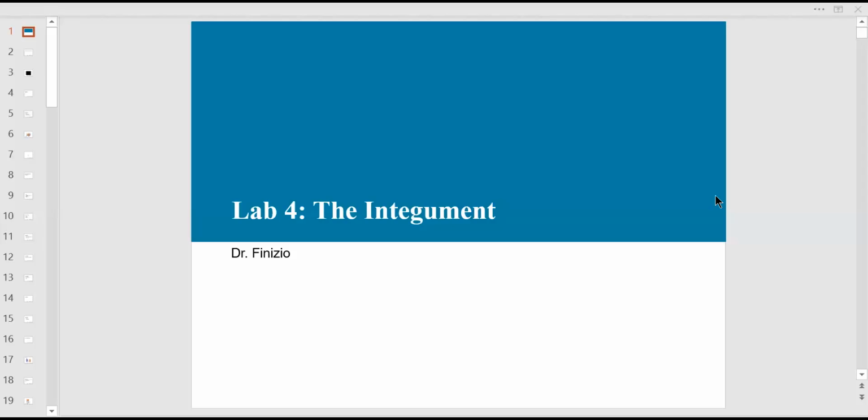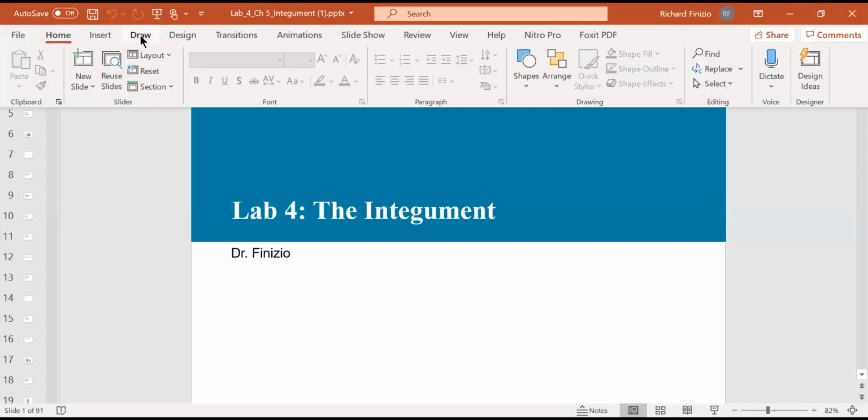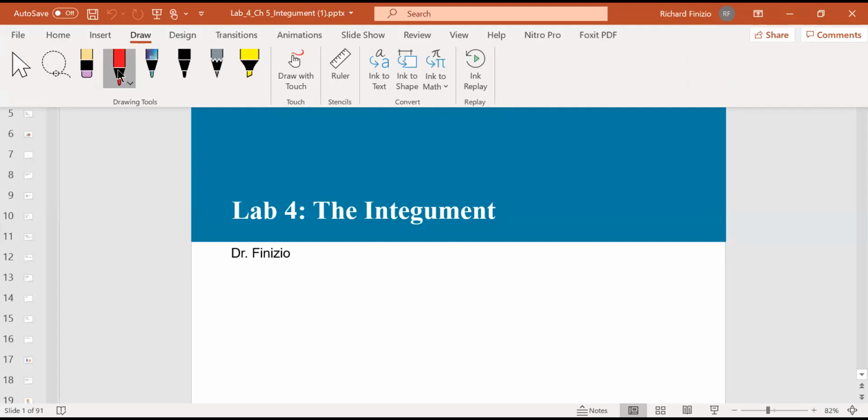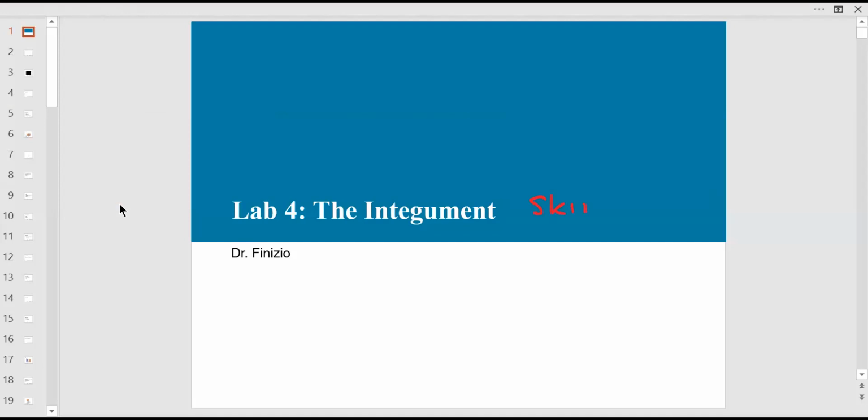So now the integument. This is lab 4. The thing about the integument, first of all, is that it involves the skin, hair, and your nails, toes, and fingers. So the trick question is, what tissue types are involved in the integument?